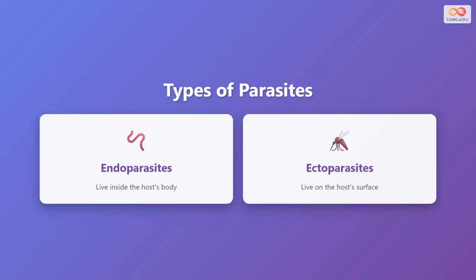Parasites are classified into two main types based on where they live on or in their host. Endoparasites are parasites that live inside the host's body. They can be found in various organs like the intestines, liver, blood, or other internal tissues. Ectoparasites, on the other hand, live on the external surface of the host's body. They attach to the skin, fur, or feathers and feed from the outside.